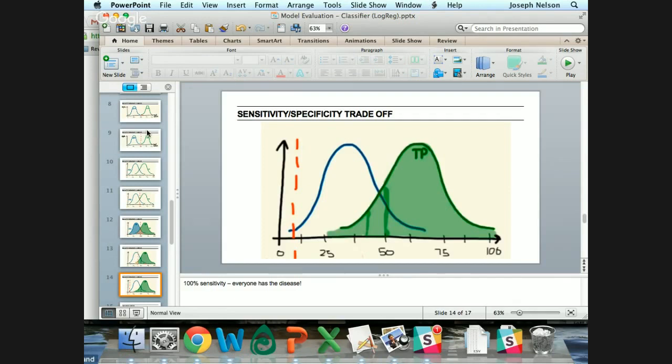Yeah, you see here, we have correctly found everyone that has cancer, but we've also told everyone that doesn't have cancer that they do have cancer. So that's not so good either. And therein lies the trade-off, right?